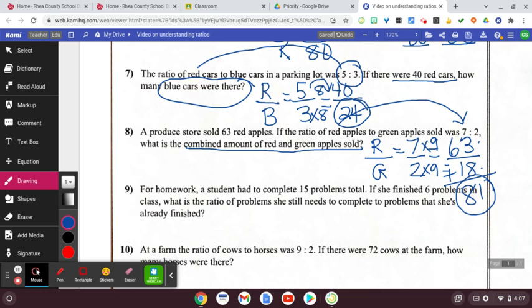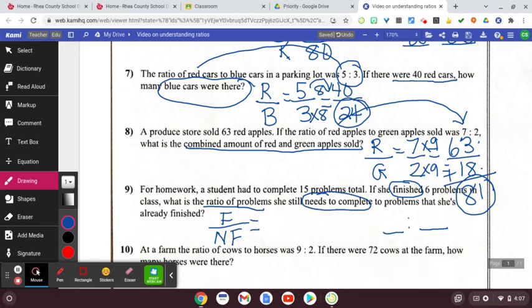Number 9, for homework, a student had to complete 15 problems total. She finished 6 problems in class. What is the ratio of problems she needs to complete to problems that she's already finished? So it's asking us, we've got to figure out what the ratio of problems are. So we know we're going to go ahead and figure that one out at the very end. So 2 things that we are looking at are finished and still needs to complete. So I'm going to put finished and then not finished.